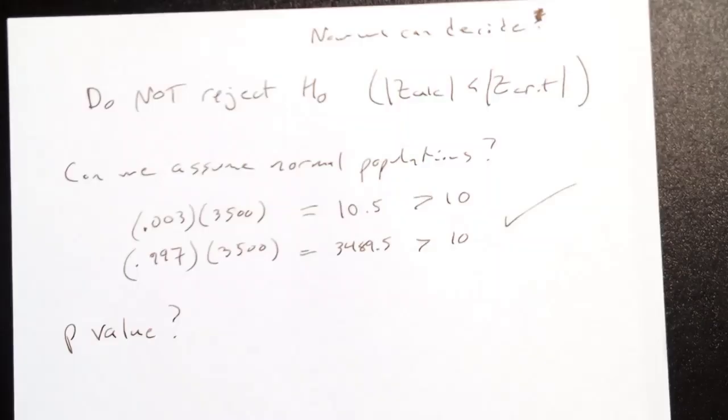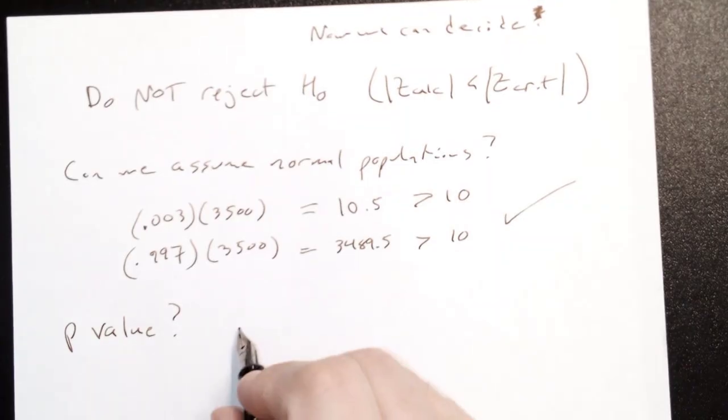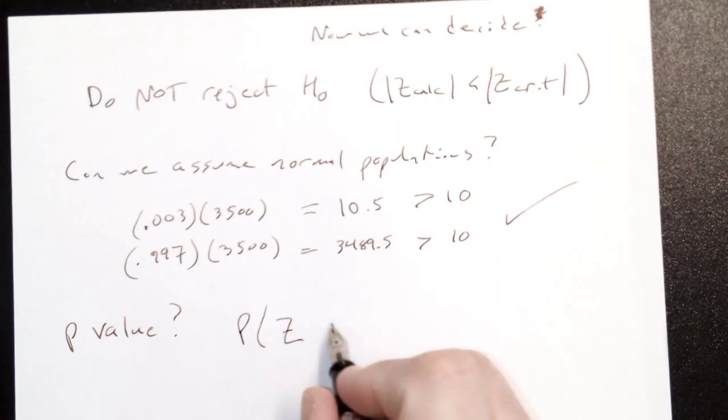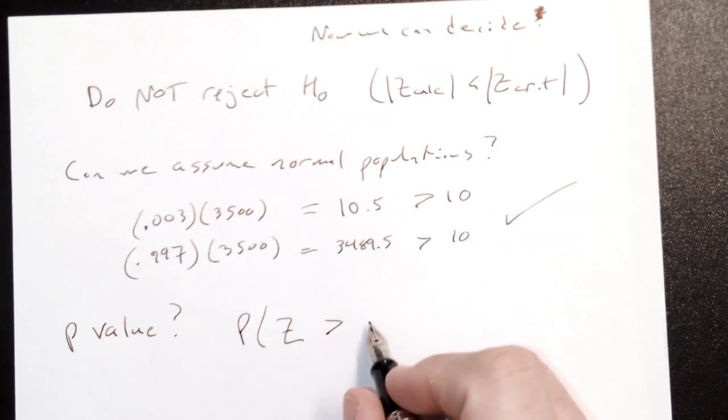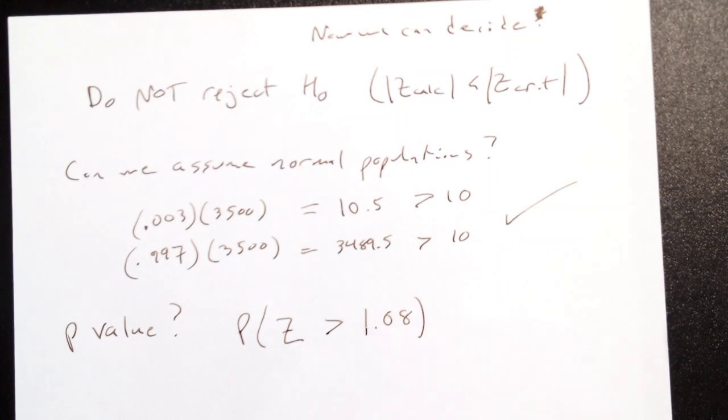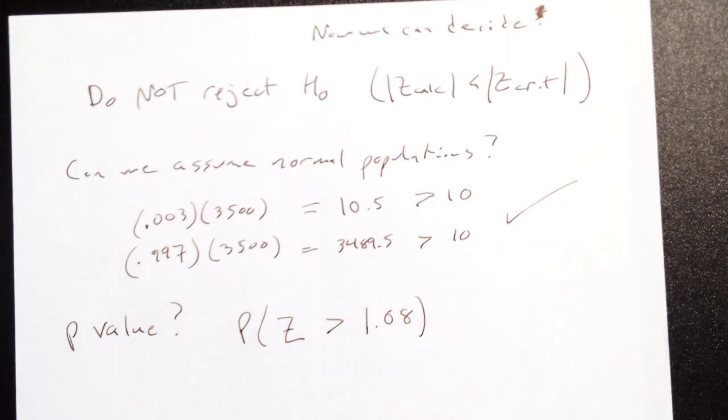How do I find the p-value? P is based off of the calculated value. I would like to know the chance that Z is bigger than whatever we calculated. And we calculated 1.08. So you can either look that up on your table or use the calculator or use Excel. You can give me what this value is. What is this value?